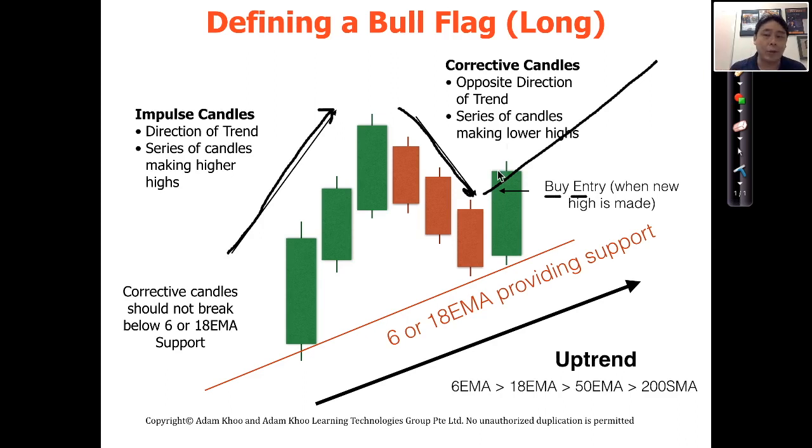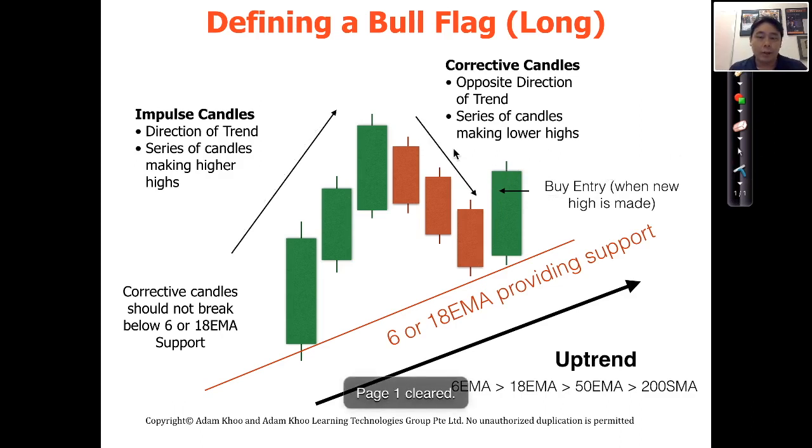The answer is when you see the price making a new high. As you can see, during the corrective candles, it keeps making lower highs. This high, and this high, and this high, right? It's making lower highs and lower highs and lower highs. We're looking for a higher high.